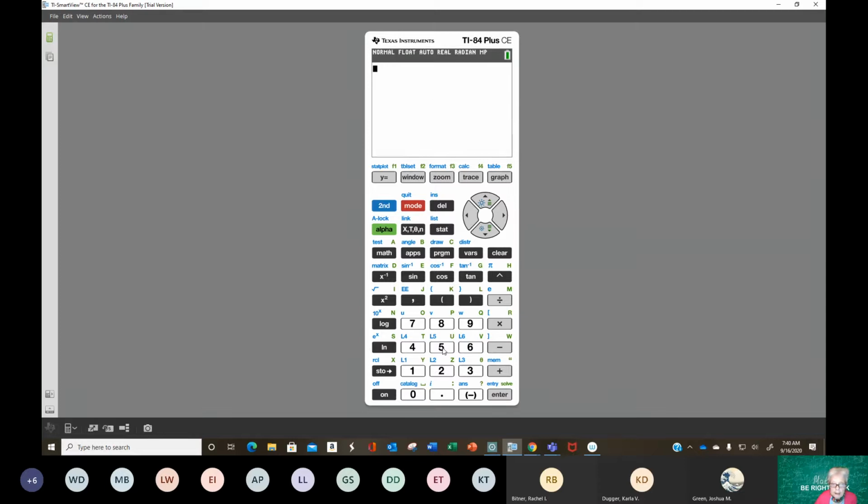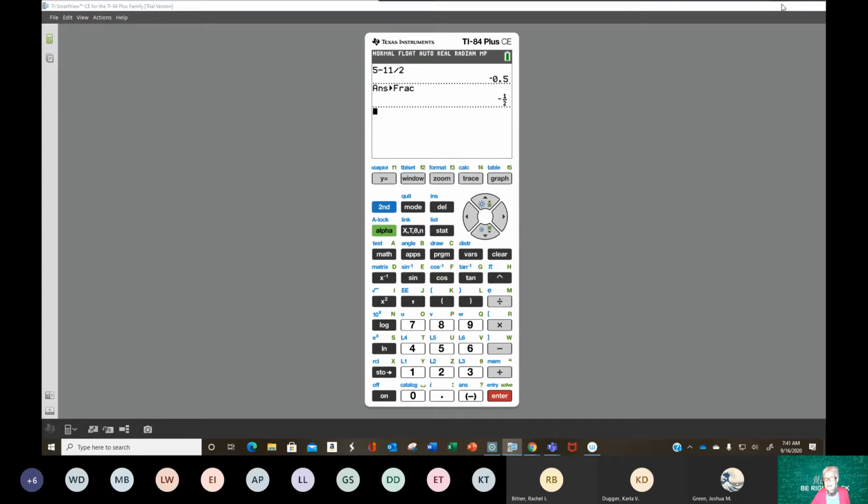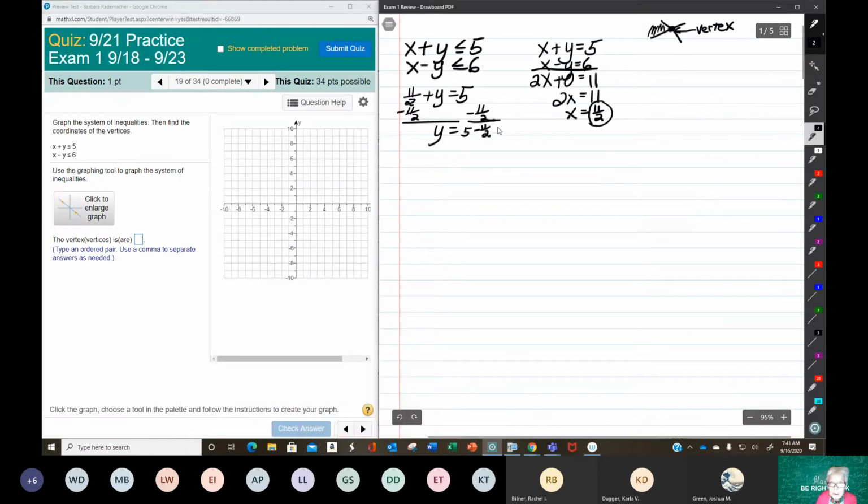And you would say, okay, 5 minus 11 divided by 2. 5 minus 11 over 2. And if you want to, you can hit enter. And then if you don't know what that is, you can Math Frac it. And you'll get negative 1/2. So that is what your y would equal, which would be negative 1/2. You can always do it by hand if you want to. Okay, so 11 over 2 comma negative 1/2.